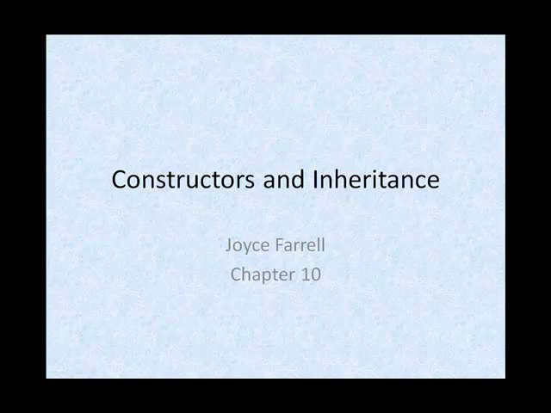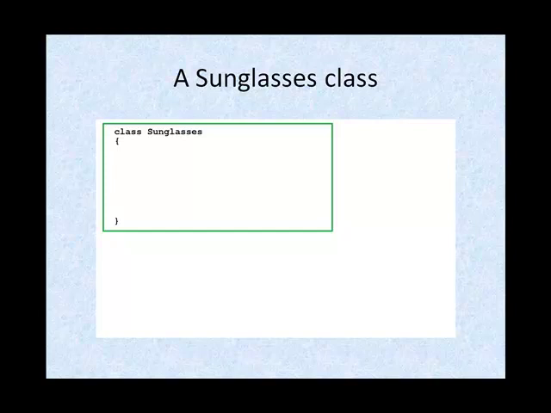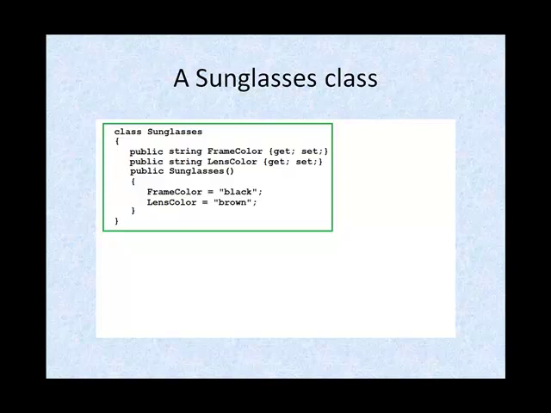Let's look at constructors and the role they play in inheritance. Suppose you work for a company that manufactures sunglasses, and so you decide to create a sunglasses class. Assume that two of the properties that sunglasses have are a frame color and a lens color. Also assume you have a constructor that takes no parameters, but that sets the frame color to black and sets the lens color to brown by default.